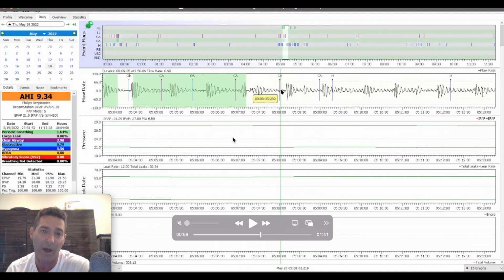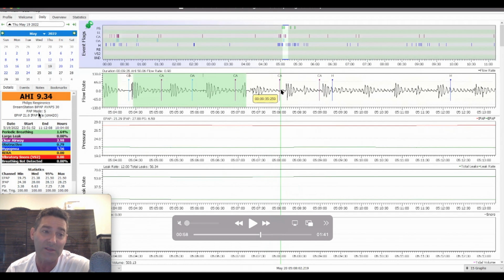Okay, so I mentioned hypopneas. A hypopnea is, we'll take this central apnea they tagged, stupid. So we see a slow decrease, rapid increase. So we know that this is obstructive in nature. Slow decrease, but they're still breathing, rapid increase. This would be categorized as a hypopnea.